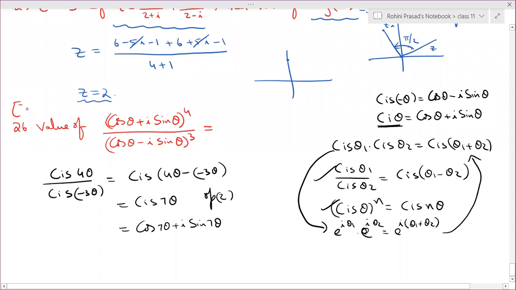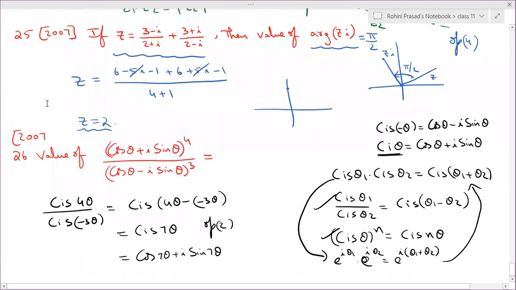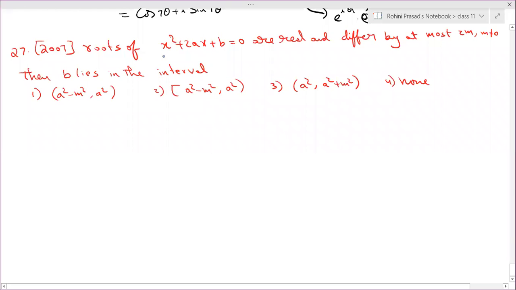So this is from 2007, and the previous one also 2007. They are given that the roots of this equation are real and differ by at most 2m. So let alpha, beta be the roots of this equation. So the difference of alpha and beta is maximum 2m is what they have given.